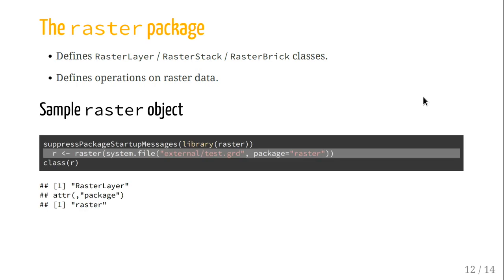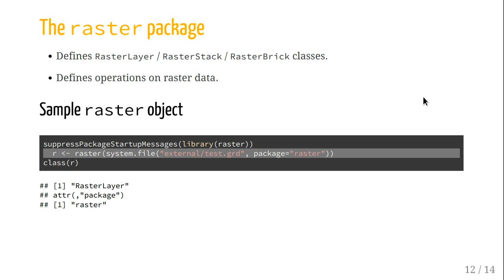So how does raster data look? Raster data has basically 3 classes: raster layer, raster stack, and raster brick. There are certainly more, but these are the starting points. Raster layer is basically that one single layer which contains data for a raster, right? So if you have, say, 20 by 20 pixels, that's 400 cells in total, and there'll be a value associated with each of those 400 cells. That's basically your raster layer.